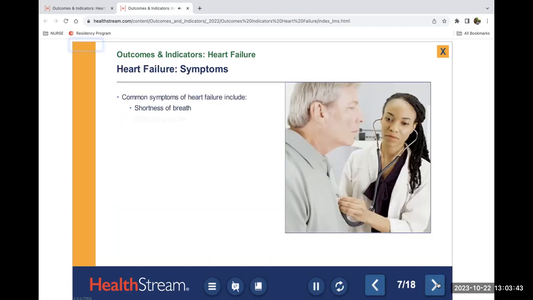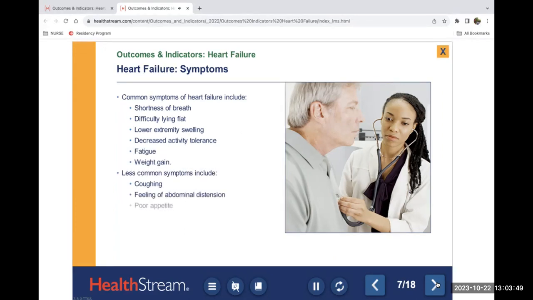Common symptoms of heart failure include shortness of breath, difficulty lying flat, lower extremity swelling, decreased activity tolerance, fatigue, and weight gain. Less common symptoms include coughing, feeling of abdominal distension, poor appetite, and feeling lightheaded.